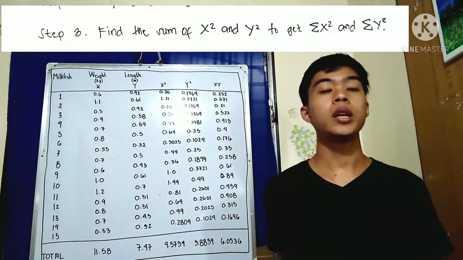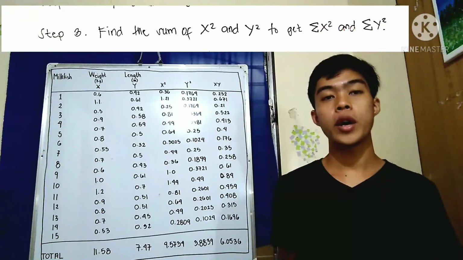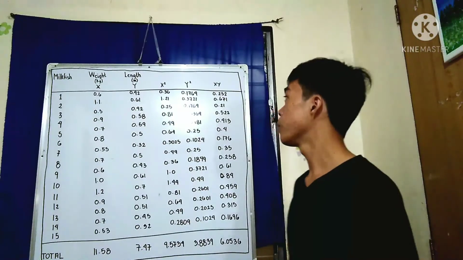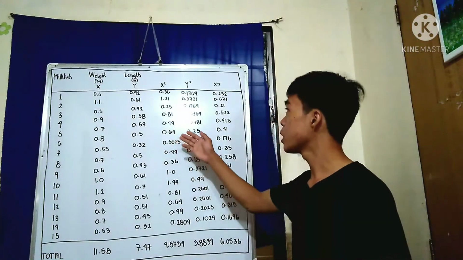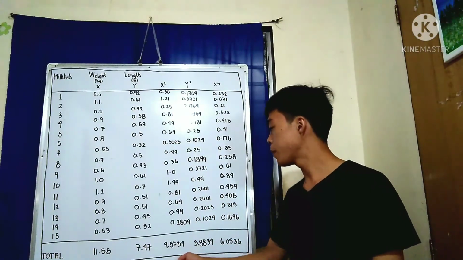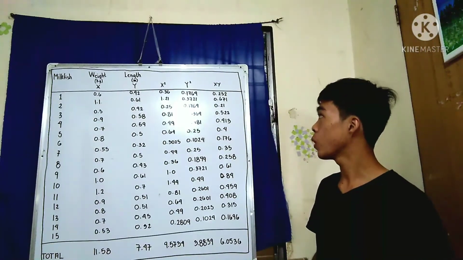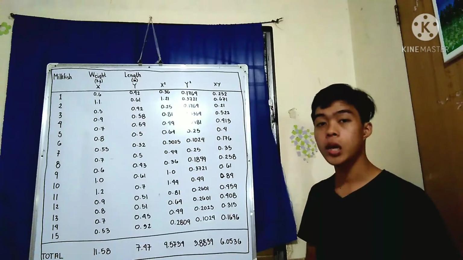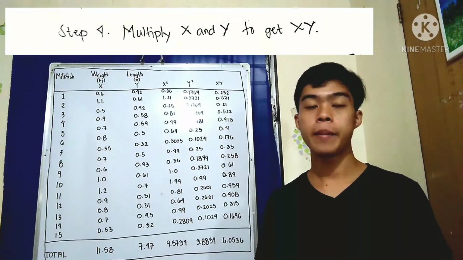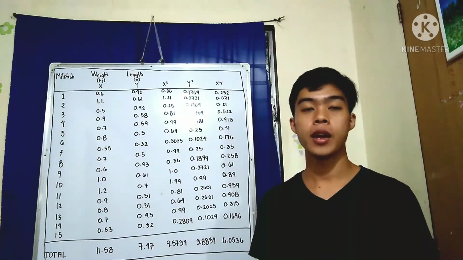Step 3 is to sum all the x squared and y squared to get the summation of x squared and y squared. Summing up the x squared, the summation of x squared will come up to 9.5734. And our y squared will come up to 3.8839. Now, the fourth step is to multiply the x and y to get the xy.